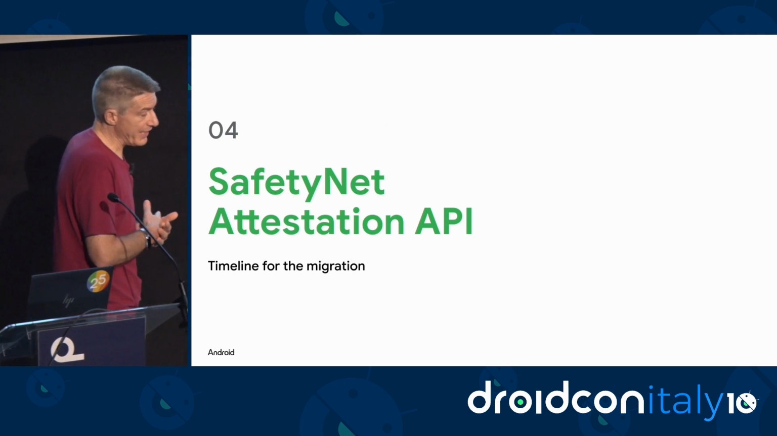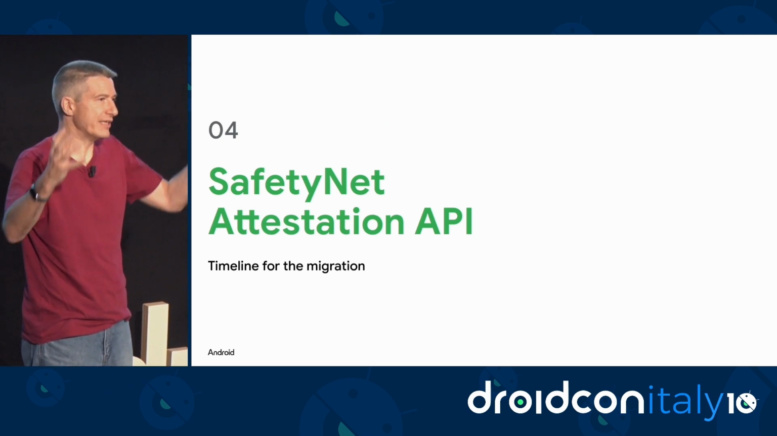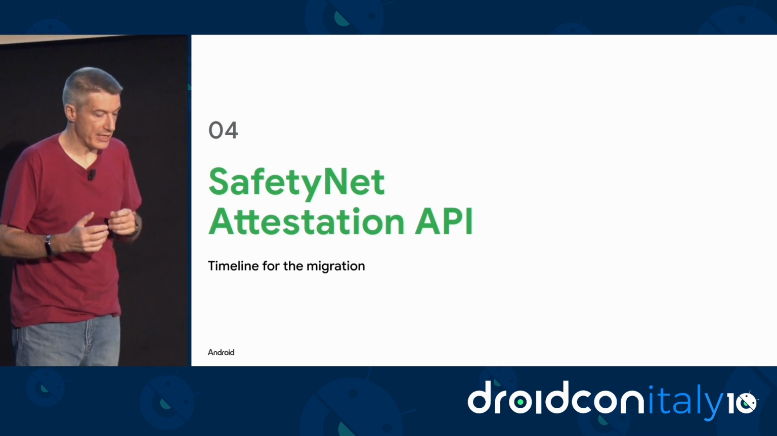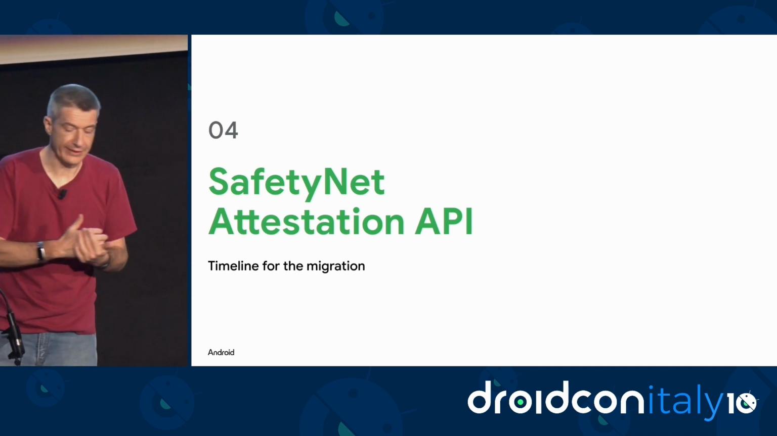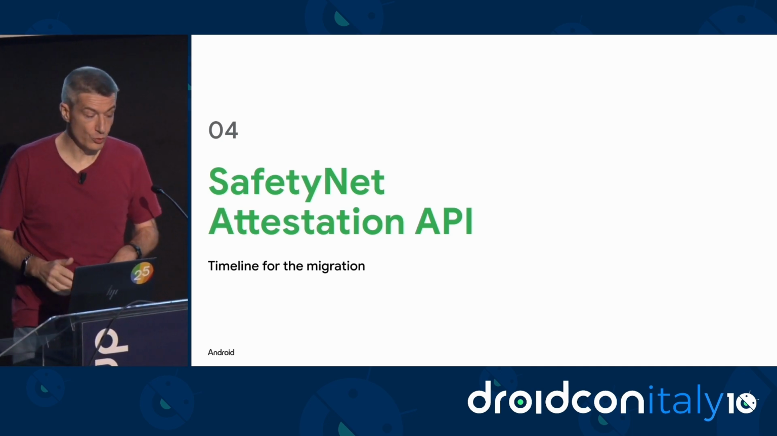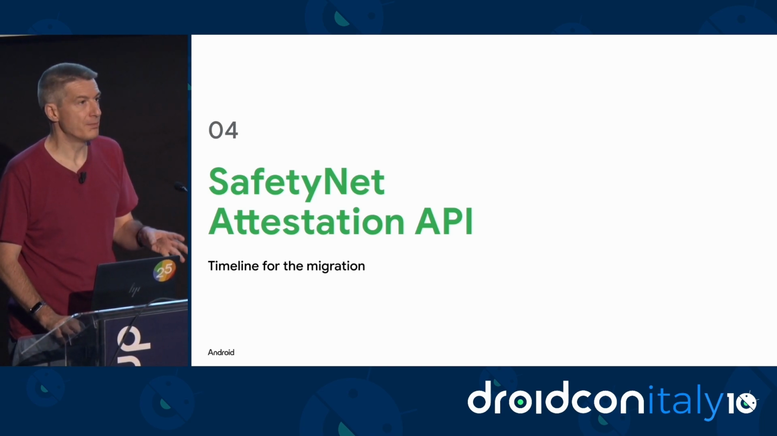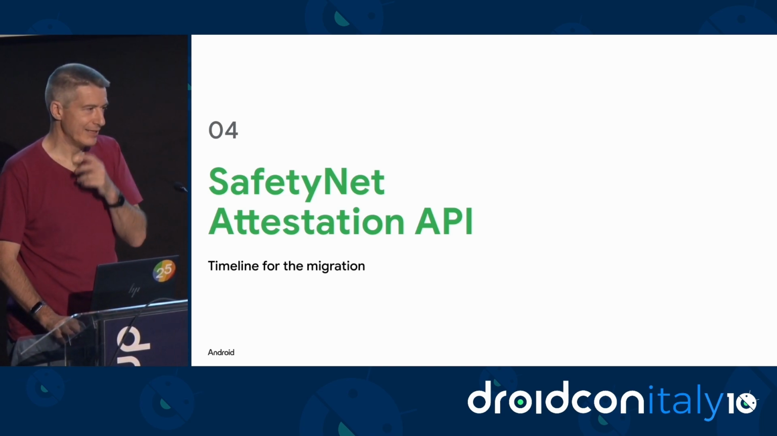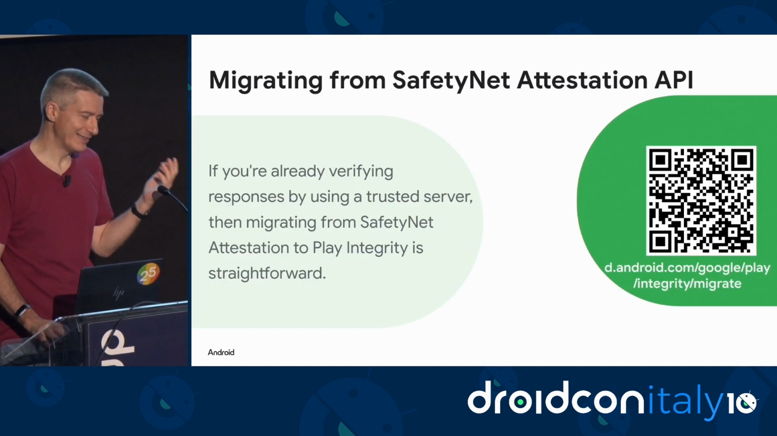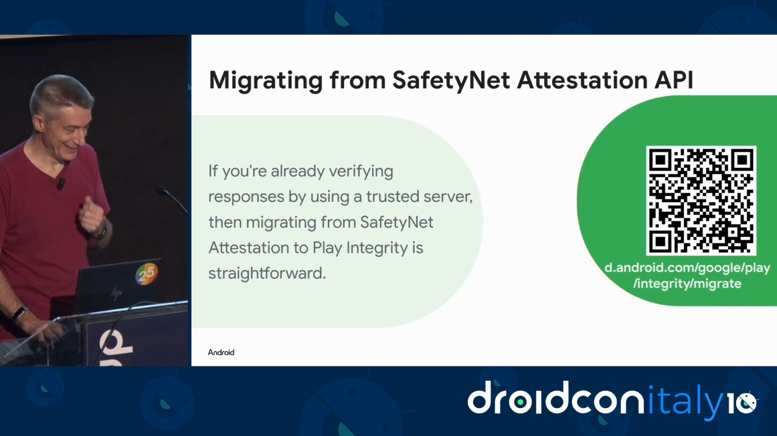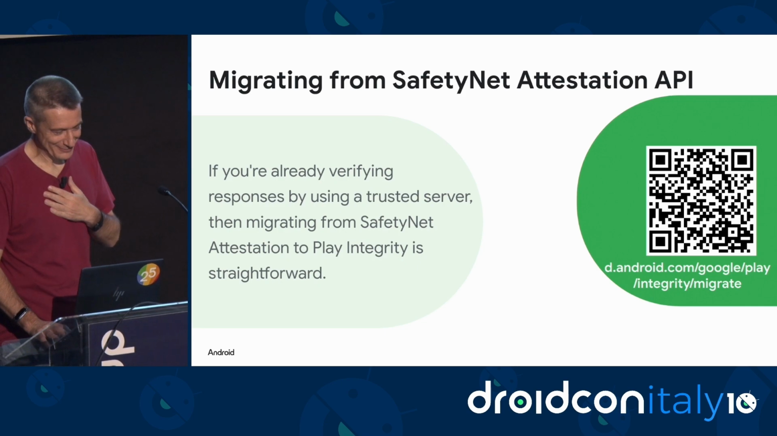I said that this API is the evolution of the SafetyNet attestation. In reality, it's way more than SafetyNet attestation, because SafetyNet attestation was giving you a verdict about the device integrity. But if you are using SafetyNet attestation, you have a migration path to the Play Integrity API. So yeah, but I'm okay with the SafetyNet attestation API. Yes, but it's deprecated. Well, it was out of beta since a long time, so you should have expected it.